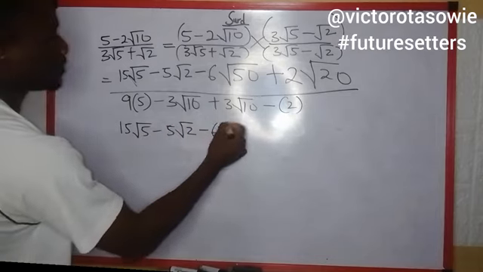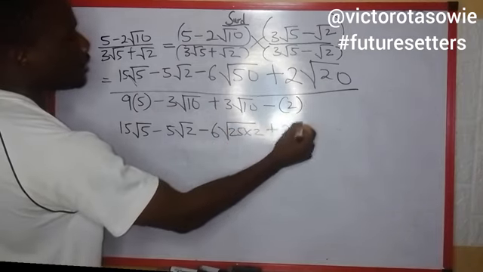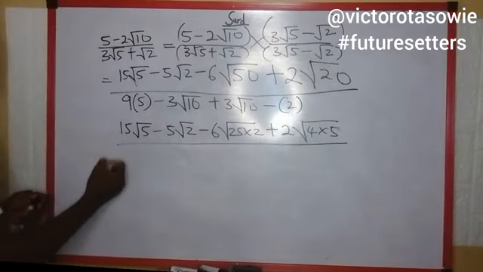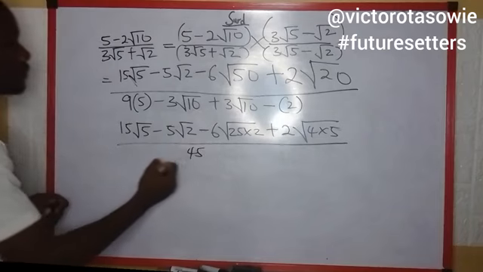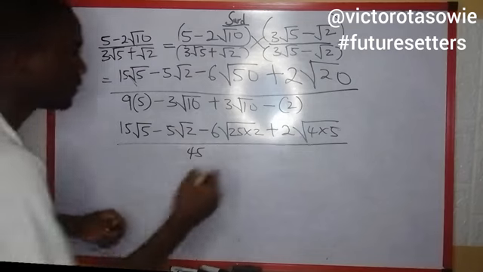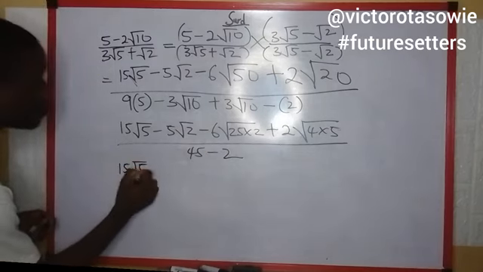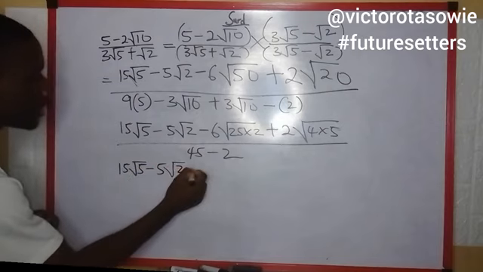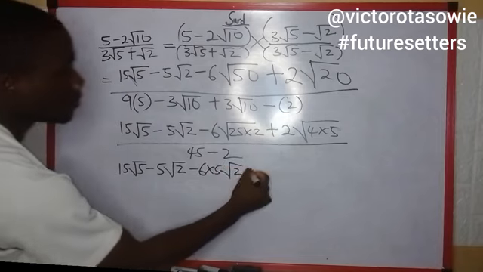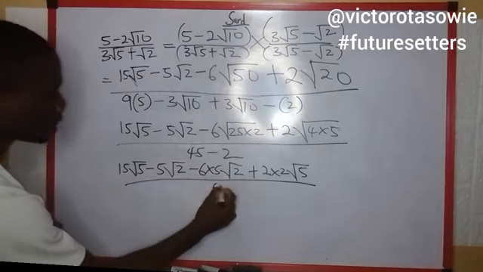Remember, this 50 here, we can break it down to give us 25 times 2. Now this 20 here, we can break it down to give us 4 times 5. So you know we are working towards a particular direction. So what we have here is 45. Now plus 3 minus 3, 0. Now we have 15 root 5 minus 5 root 2, minus 6 times 5 root 2 plus 2 times 2 root 5 over 43.